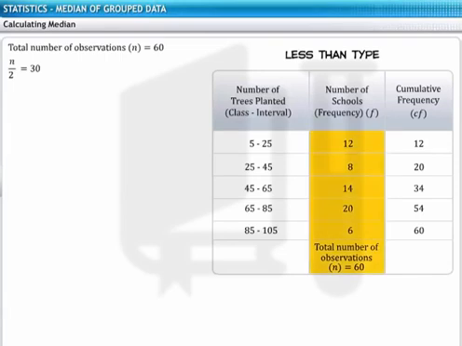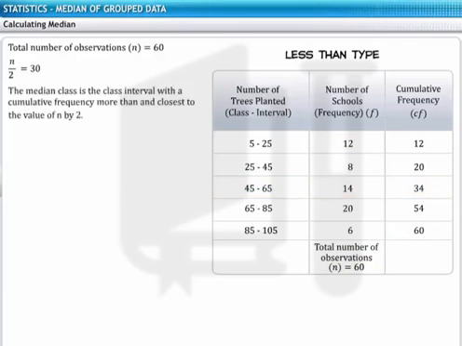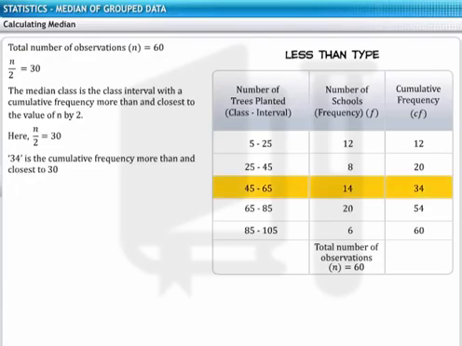Note that to calculate n or n by 2, we use the frequency and not the cumulative frequency data. The next step is to locate the median class. The median class is the class interval with the cumulative frequency more than and closest to the value of n by 2. In this case, n by 2 is 30. The cumulative frequency of class interval 45 to 65 is 34, that is, more than and closest to 30. Thus, 45 to 65 is the median class for this data.